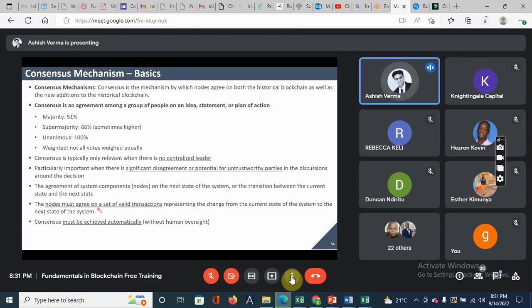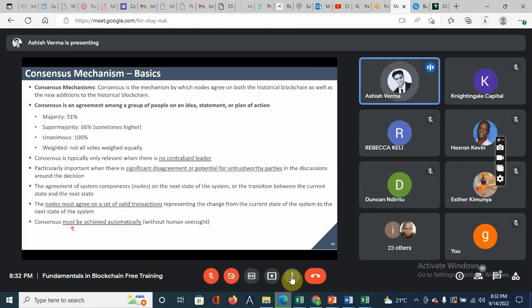The nodes must agree on a set of valid transactions. So if a transaction is coming in and it has the right public key, right private key, right digital signature, then that's the set of rules which are defined. And if those are matching, that means the transactions are valid.